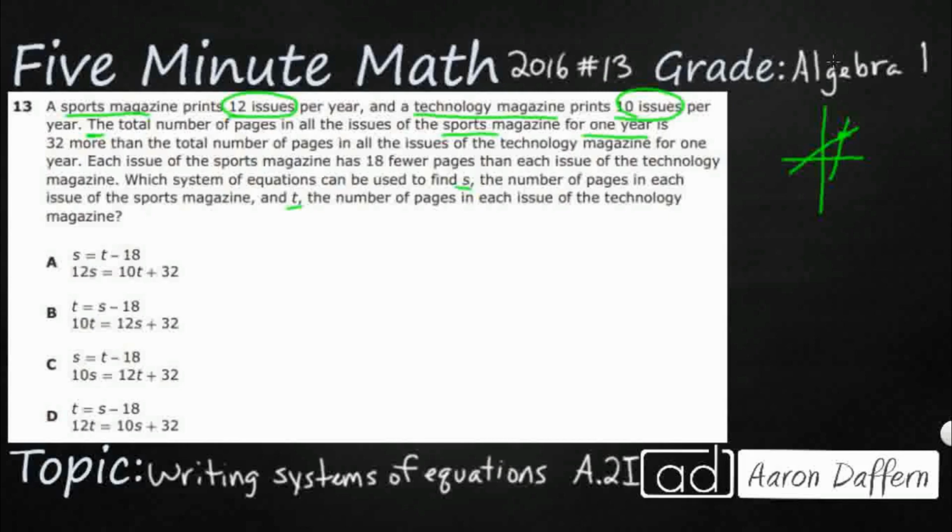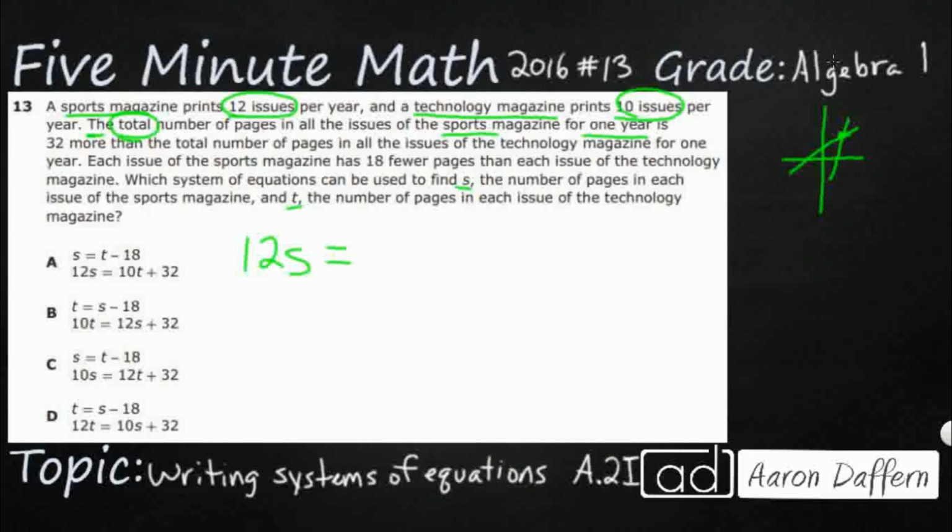So let's write this first one. The total number of pages in all the issues of the sports magazines, and S is the number of pages. There's 12 per year, so I'm going to write 12S, because the sports magazine has 12 per year, and S is the number of pages in each issue. Total gives me a clue that if we're thinking of a part-whole, that's going to be one part of my equation.